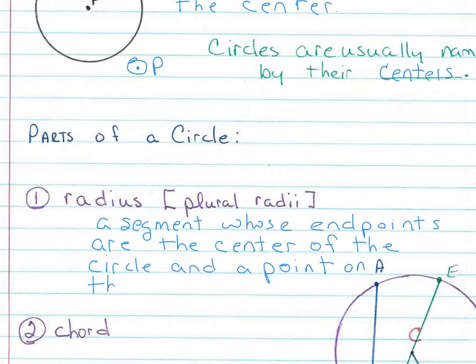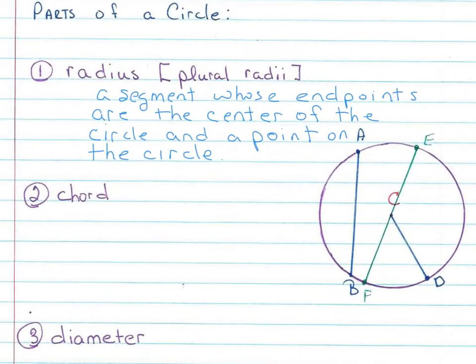So if we look at the circle that I have drawn, what is a radius of that circle? CD. Would it matter if I said DC or CD? No. Okay, now when we name it, it's a segment, so it's segment CD. Do you see any other radii of that circle? CF is a radius of the circle. And CE is a radius of the circle. Notice if it's a radius, it's always going to contain that center point as one of its endpoints.